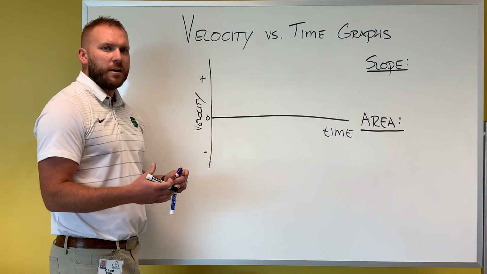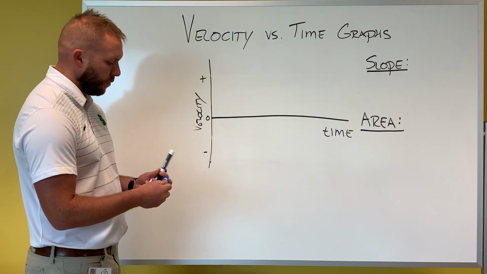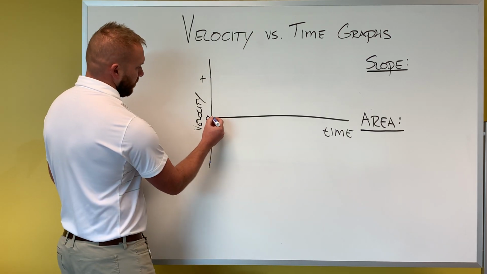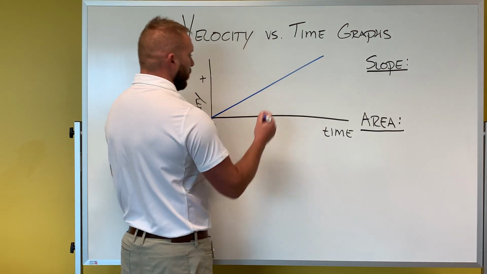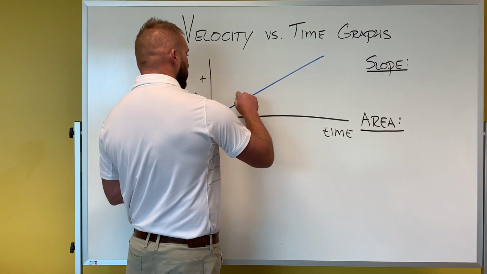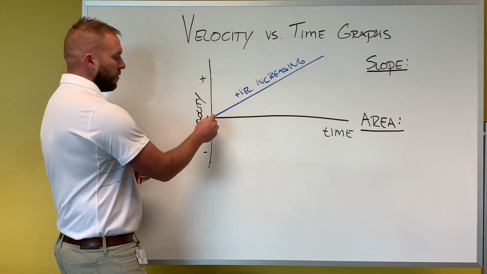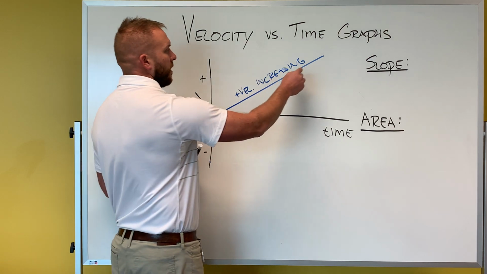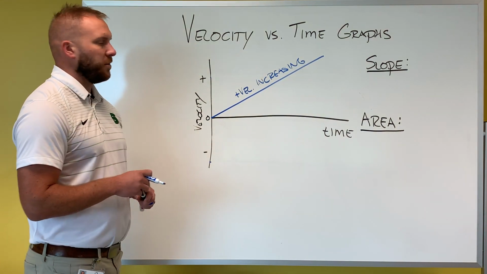So let's look at a few examples of when the velocity is not constant. All right, our first one, we're going to start at a velocity of 0. So we start at our x-axis, and we're just going to do this. What this is showing is a positive velocity that is increasing. We're going from 0 to 2 to 4 to 6 to 8 to 10. So that's a positive increasing velocity.